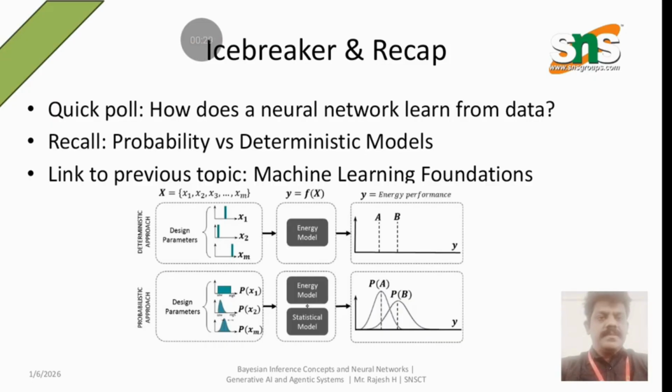Here a diagram is mentioned with the equations and also with the design parameters. The top image explains the deterministic model, and the bottom image explains the probabilistic model. In both diagrams, we are creating the energy model with the deterministic design parameters. You can see that A, B becomes P of A and P of B, which is the probabilistic model, and when it comes to the deterministic model, it is just A and B.